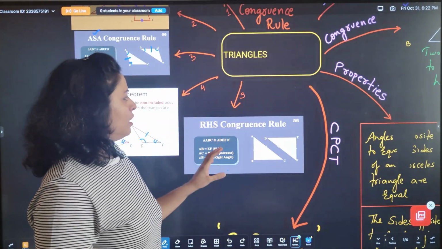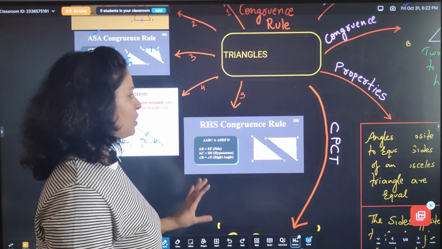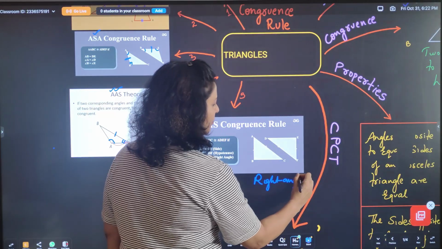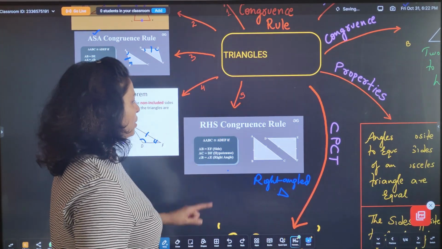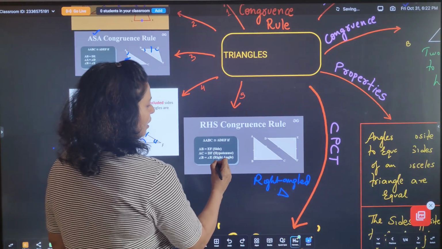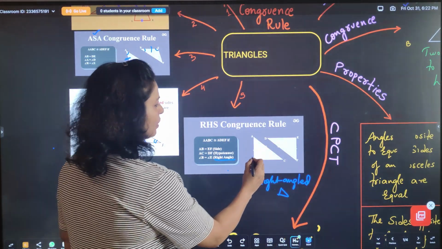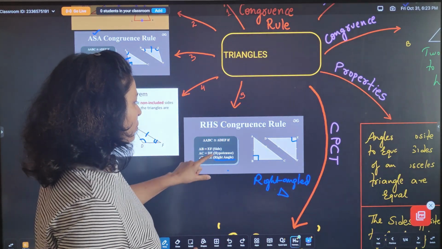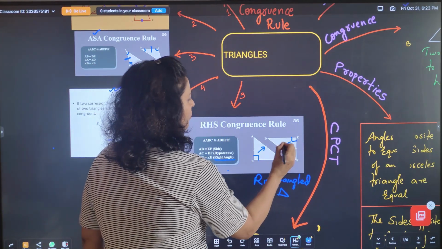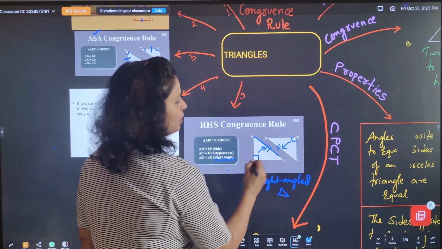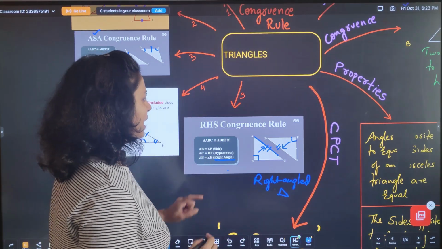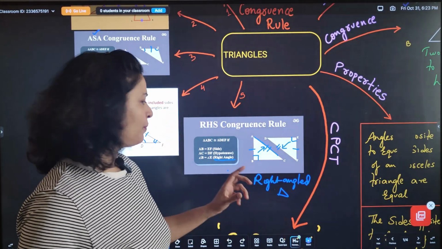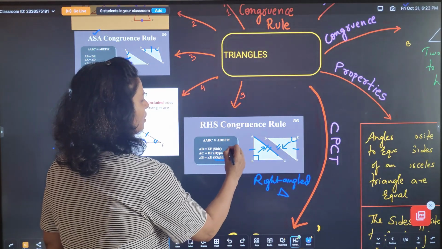And the fifth congruency was the RHS congruence rule, which applies only to right angle triangles. Here, R stands for right angle. We have angle B equal to angle E, as you can see in the diagram, and the hypotenuse, the side opposite to the 90 degree angle. We have AC equal to DE, and any side, it can be this side. Here they have given you AB is equal to EF. So here it is RHS.